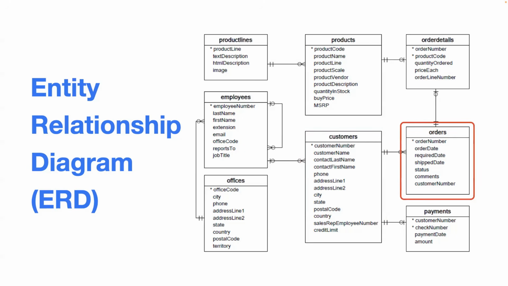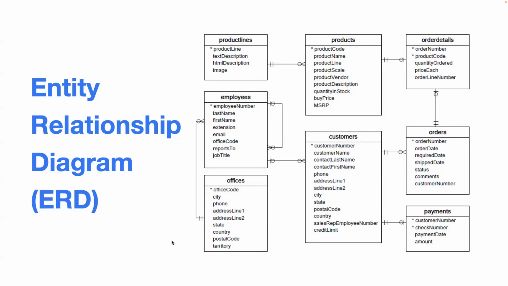Next, we have the orders table, which tracks the orders placed by customers, and the order number is a unique primary key in this table. You have information like the order date, the date by which the order is required, the ship date, and then some status, whether the order was successful or not, and potentially some comments. And of course, the customer number column within the orders table is a foreign key used to track which customer placed a particular order.